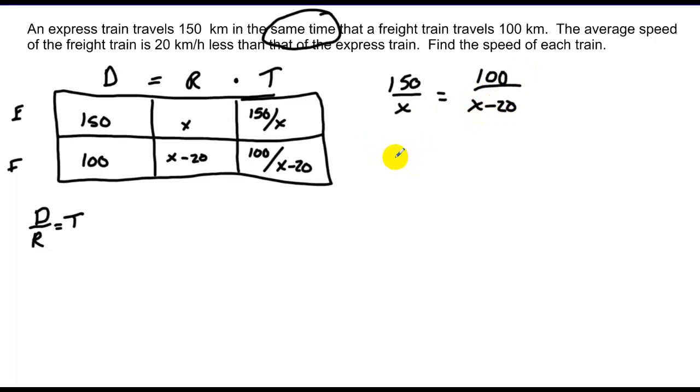Do a cross product since that's a proportion. I have 100x equals 150x minus 3000. I can subtract the 150x, giving me negative 50x is equal to negative 3000. And then I would just go ahead and divide 3000 by 50, and I end up with 60.